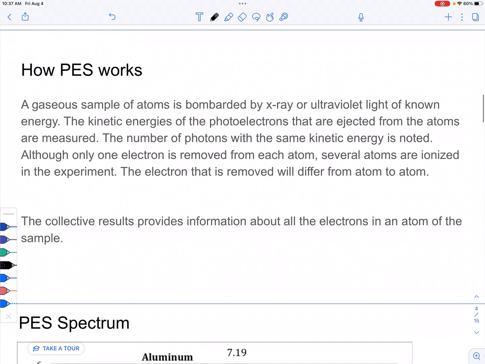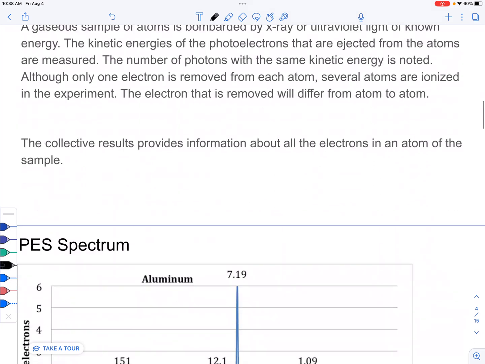Alright, so here's just quickly, you don't need to be able to explain this, but I just think the instrumentation is just neat to see how we know what we know. So we've got a gaseous sample of atoms, bombard them with either X-ray or ultraviolet. As long as we know the amount of energy, then when we keep track of the photoelectrons that are ejected, we can measure the kinetic energy that they have. The difference between those two is the amount of energy it took to overcome the attraction. So we can figure out where the electrons in the atom are.